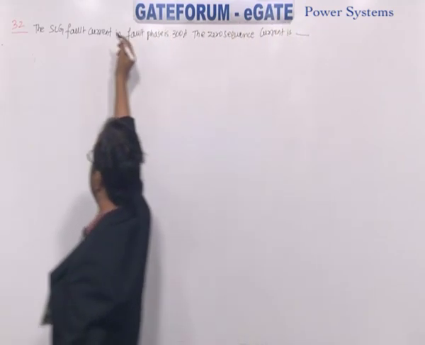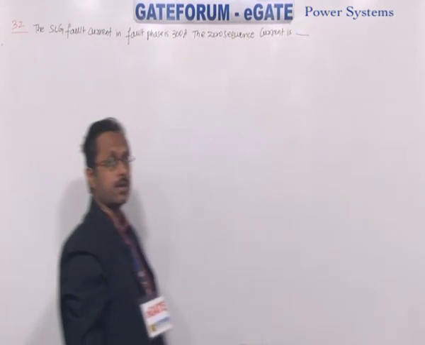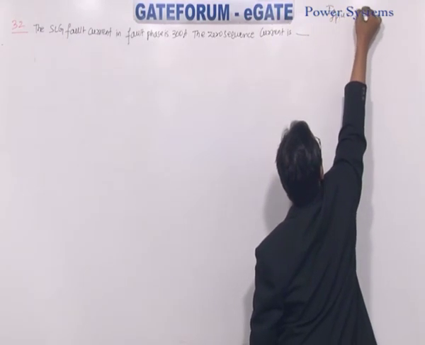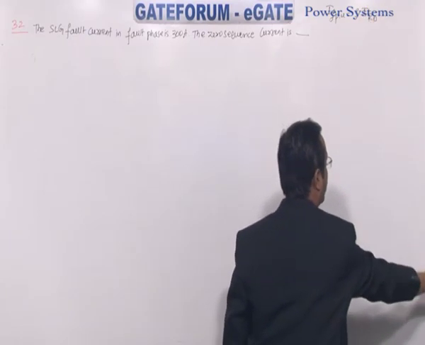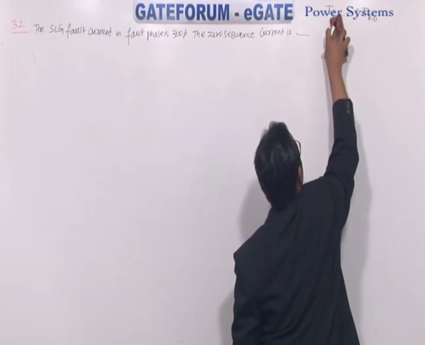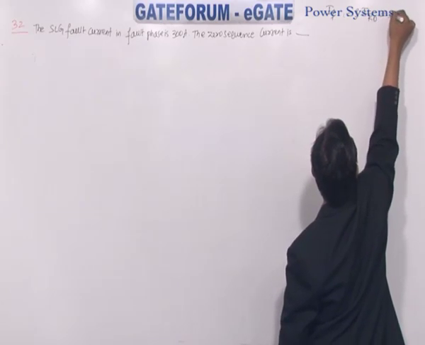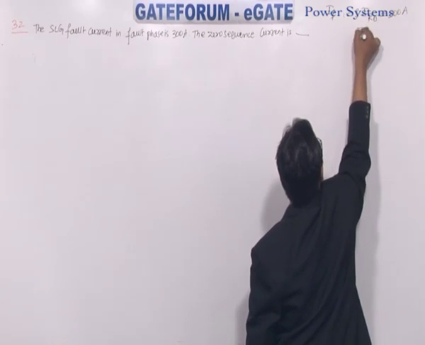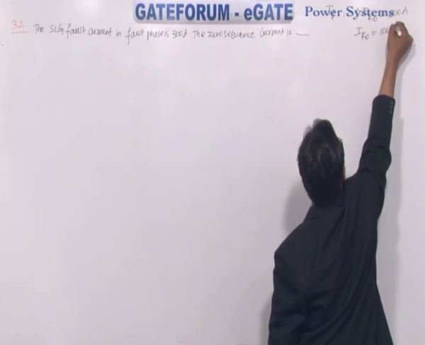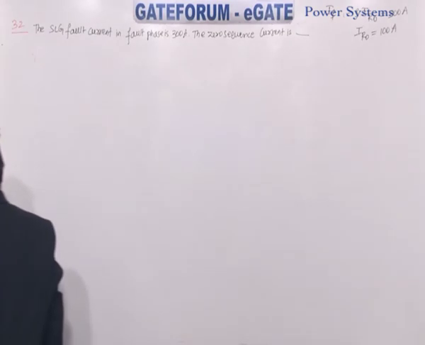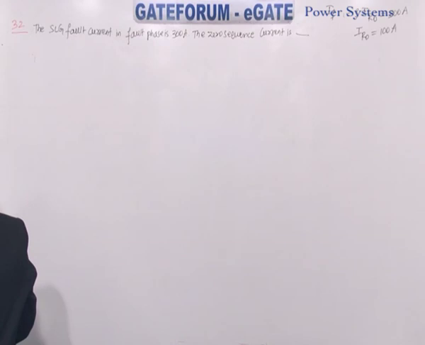Now you know, in the case of LG fault, how to analyze? Fault current I_F per unit equals 3 I_R0, but here it is given in amperes. So I_F in amperes, how much? Either in per unit or amperes, same formula. Fault current is 300 amperes. So what is the zero sequence current now equal to? 100 amperes. So how much is I_R0 now equal to? 100 amperes here. So on simplifying, you get the answer as 100 amperes.